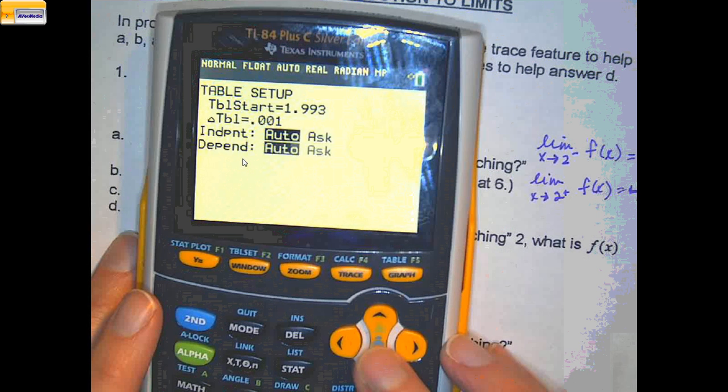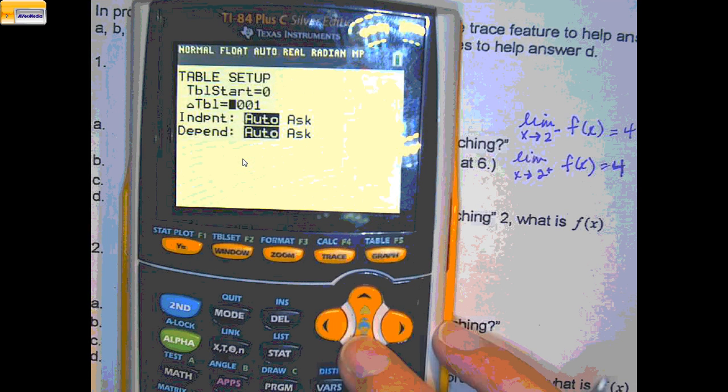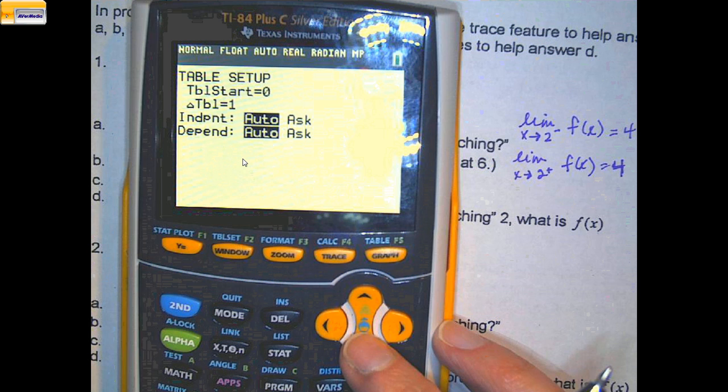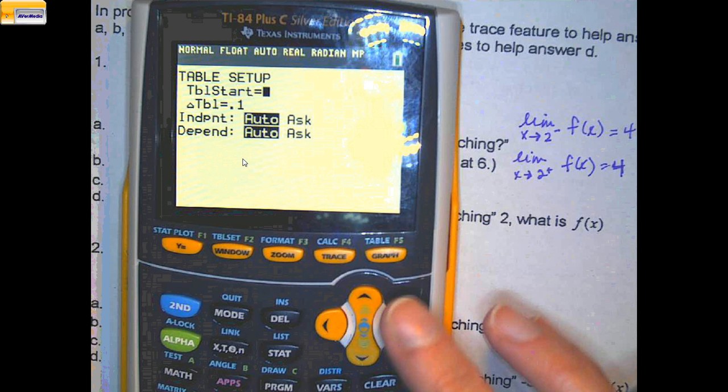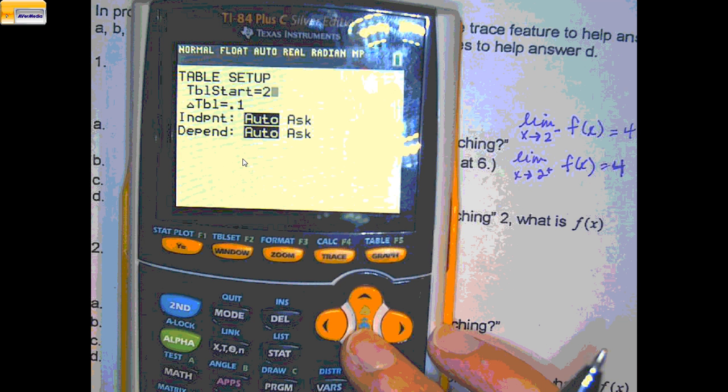We're going to set up our table. Look, we're going to start at 0, and we're just going to delta change of 1. We're just going to change in increments of 1. Actually, no, let's put 0.1. And let's start at 2. Table start at 2, and we're going to go up in increments of 1/10. Go to second graph so that you can see the table.